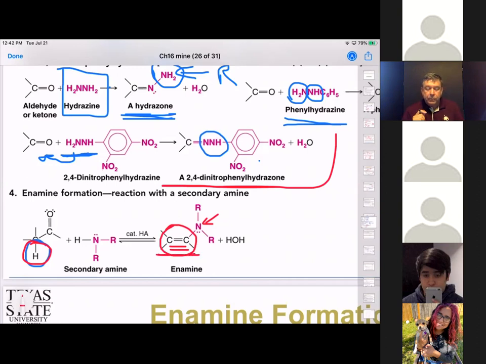Okay. So let's talk a little bit more about that amine derivative, the enamine derivative here. The only difference was we had two hydrogens on all of the nitrogen species above. Here we only have one. So we can't lose water and create a carbon-nitrogen double bond. So we have to create a double bond somewhere, and where we do that is the next position over from the carbonyl.